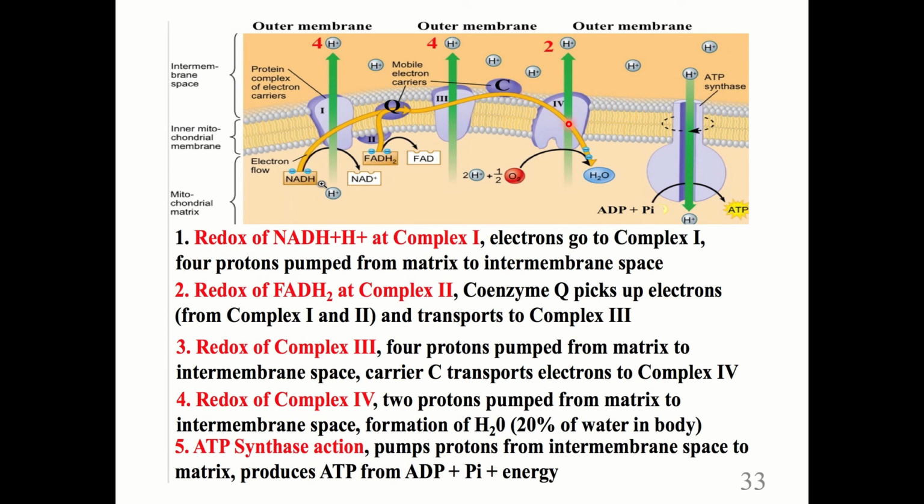In step 4, the redox of complex 4, 2 protons are pumped from the matrix to the intermembrane space. We see the formation of water, which forms 20% of the water in our body. And then step 5, ATP synthase action. This pumps protons from the intermembrane space to the interior mitochondrial matrix.